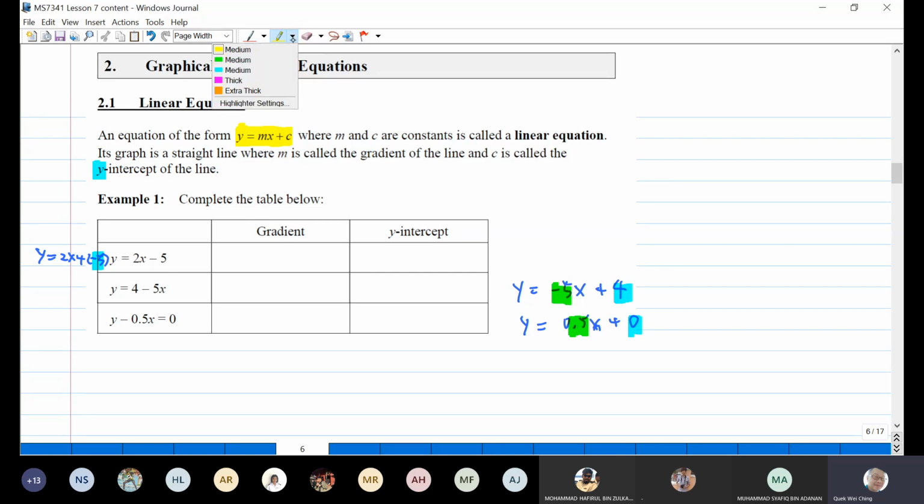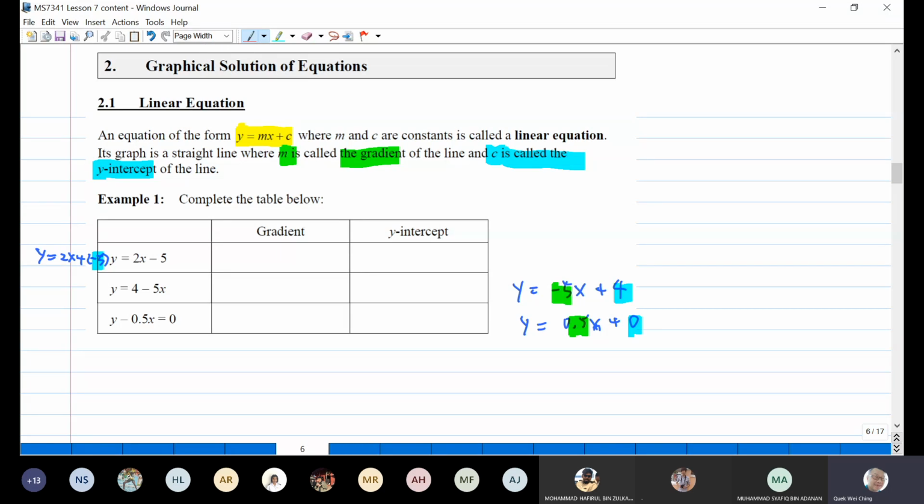So m, let me use the green color one. M is there together with x, and it's called the gradient. The term together with x is called the gradient. And then the c alone, we also have a name for this. The c alone is called the Y-intercept. So the m and c there. This equation is called a linear equation, but it doesn't matter. The name is not important.